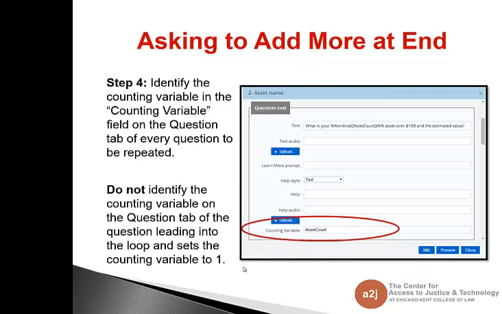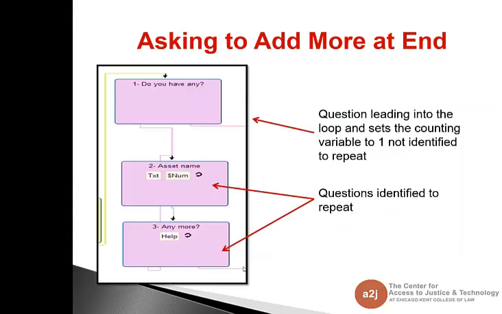Step 4, the section is basically the same. You put the counting variable on every question to be repeated. You do not identify the counting variable on the question tab of that leading-into question. So on the question where you set the counting variable to 1, you do not identify the counting variable in the question text, just on any question you want to be repeated. Again, here's a screenshot of the mapper, and you can see that I have 2 questions that are repeated, and you can tell this by this circle arrow.